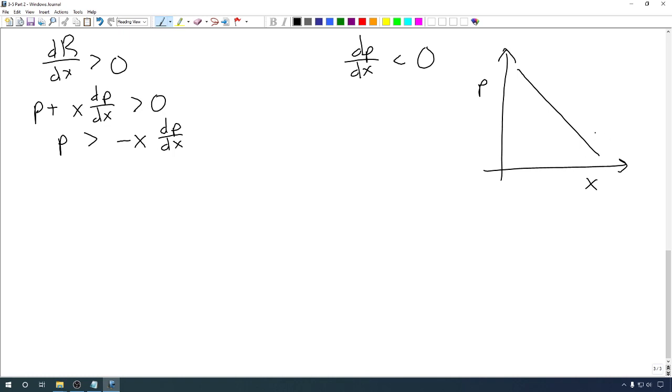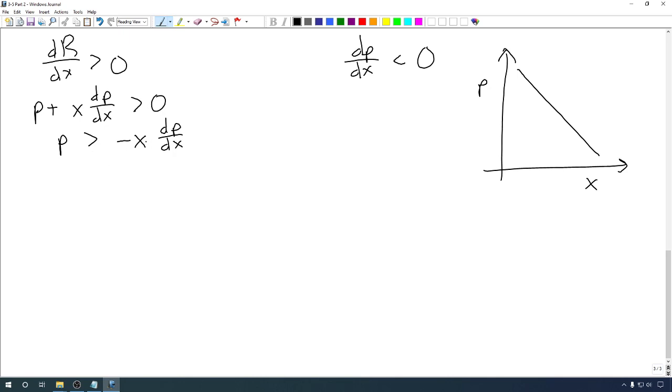And in a lot of our situations we actually assume it's a line. But the main important thing is that this derivative has to be negative. It has to be a decreasing function. Therefore, when we divide by dp dx, we also need to change our inequality sign. Remember, multiplying or dividing an inequality by a negative has to switch the sign.